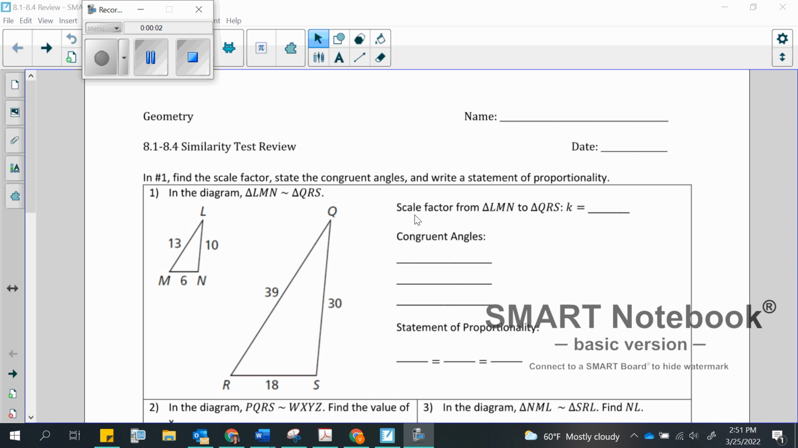Good morning, everyone. Today we are going to be going through your 8-1-A-4 similarity test review for your upcoming test, and I posted all that information on Google Classroom.